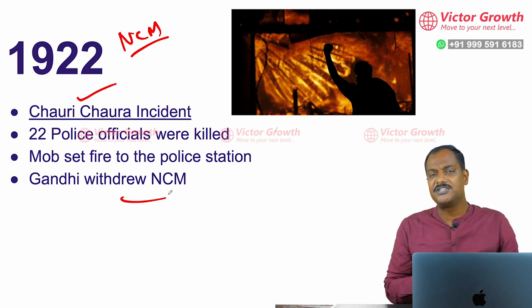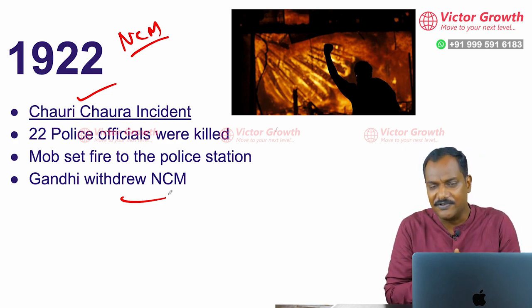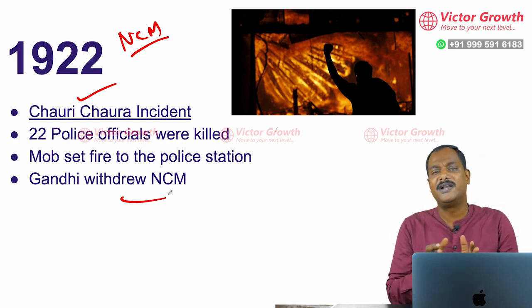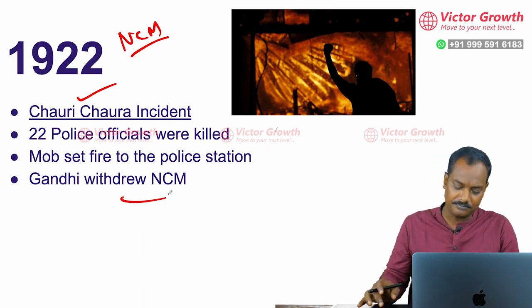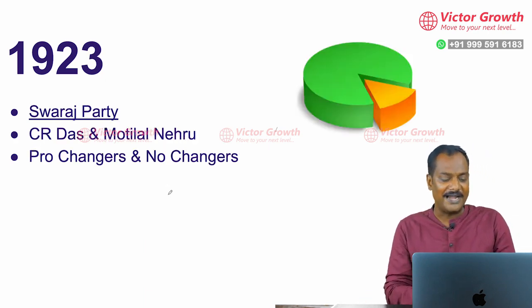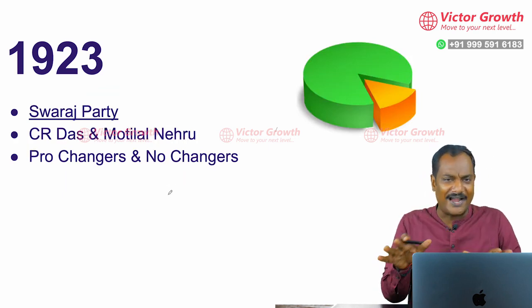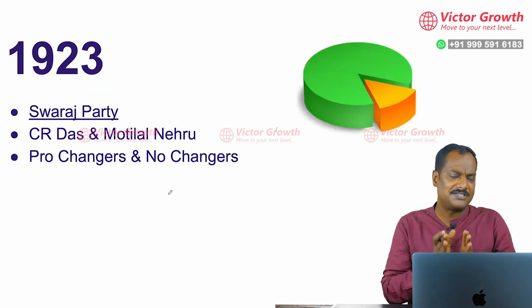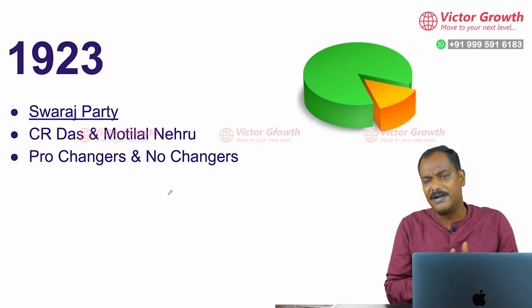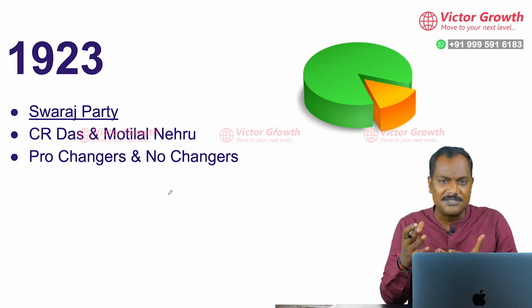So if the question comes why the non-cooperation movement was withdrawn, suspended or closed, the answer is the Chauri Chaura incident, 1922. Then comes 1923. After the Chauri Chaura incident, there was no activity happening in India. Everybody was silent. They were afraid of the British, you can say, or Gandhi himself was in jail.